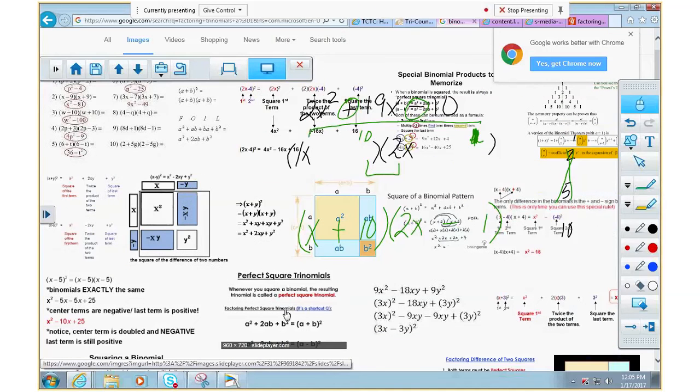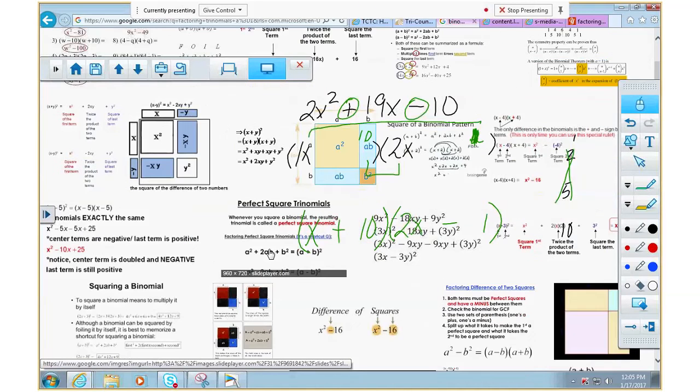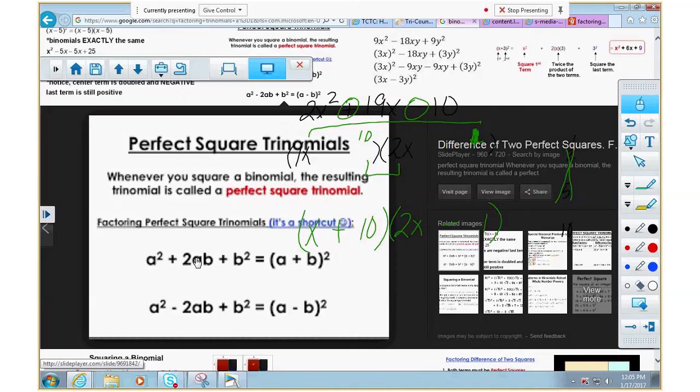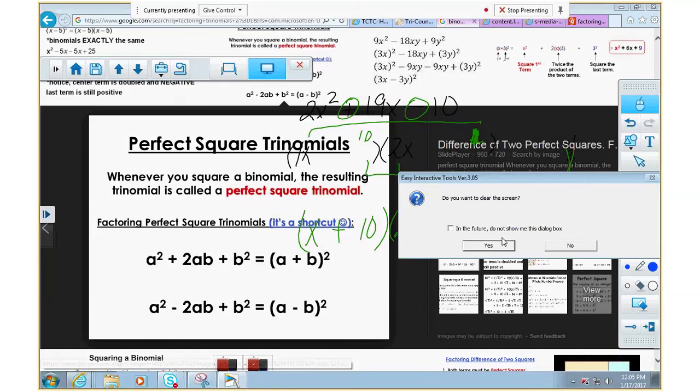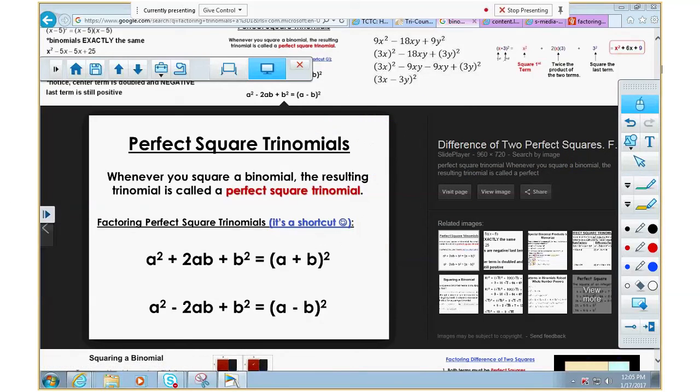Perfect squares. Okay. Here's perfect squares. Go ahead and write those 2 down. That's shortcut number 1 and number 2. Write those 2 down. There's 5 of them. So make sure that you write down all 5 in a certain area. Put a highlight around them, because you need to learn them.